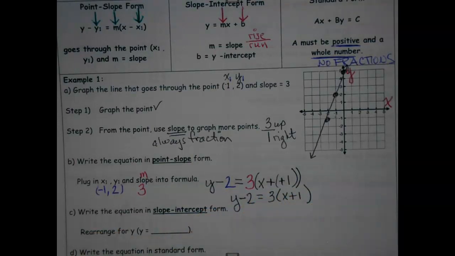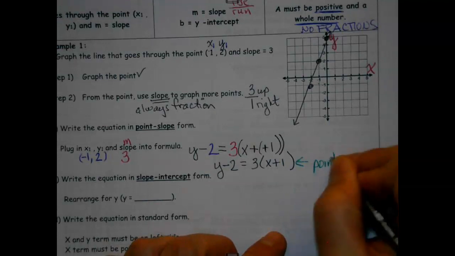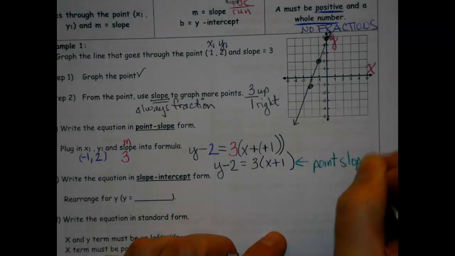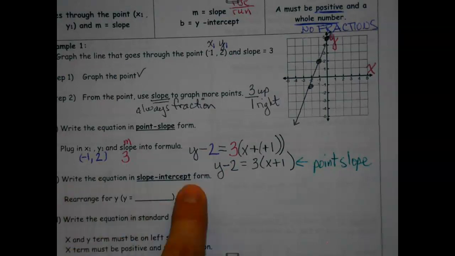Okay, so if I was asked just to put something in point slope form, that right there is in point slope form. If that's all you're asked to do, you'd be done. Okay? However, here's where we're going to make our first connection. We're used to graphing lines when they're in slope-intercept, when they're in y equals mx plus b. So now it says write the equation in slope-intercept form. You're like, what the heck? Now what do I do?